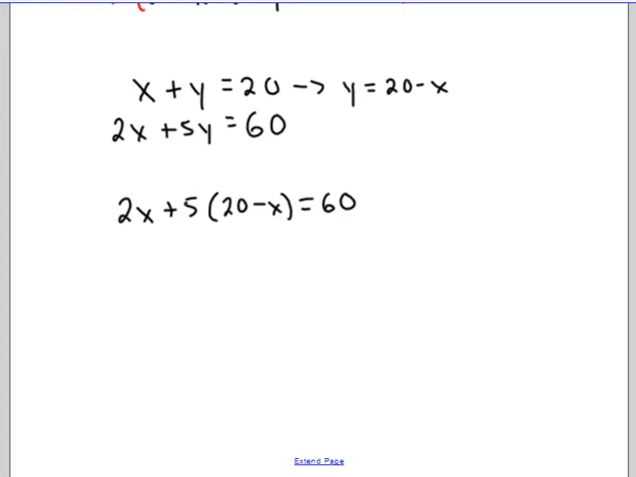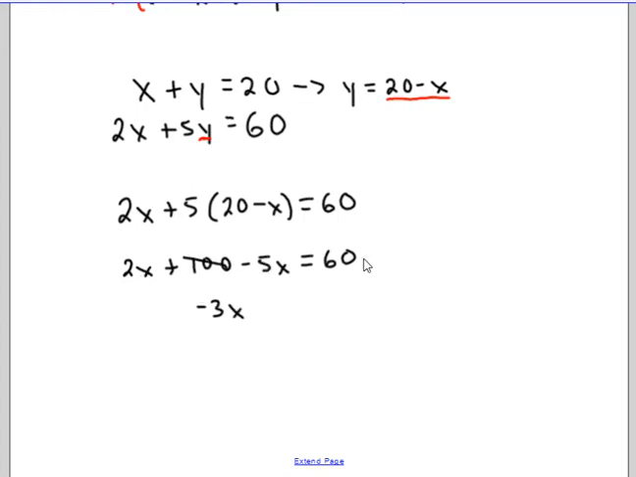So all I've done here is I put the 20 minus x into here for y. So I've got 2x plus 5 times 20 is 100. 5 times negative x is negative 5x, and that equals 60. So 2x minus 5x is going to be negative 3x.